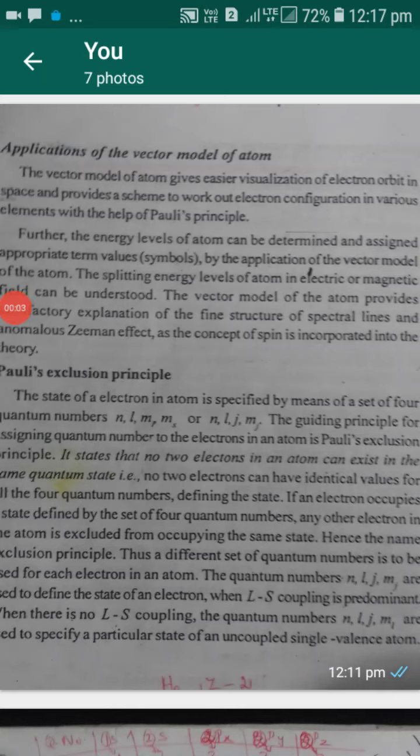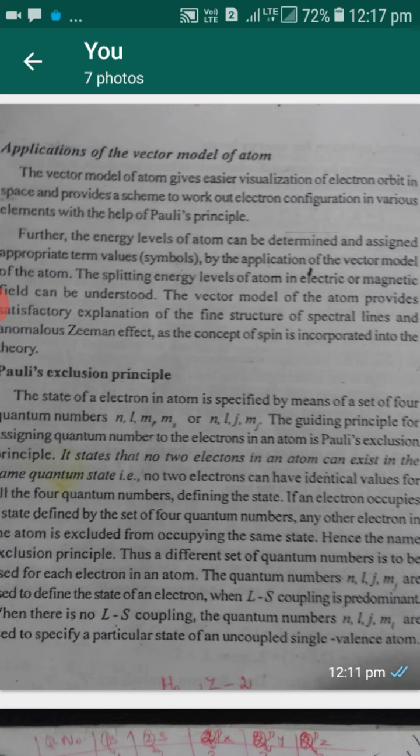Dear students, you have studied the quantum numbers in the last class. The quantum numbers are what? First, principal quantum number. It is represented by the symbol n. n equal to 1 means it occupies the K shell. n equal to 2 means the L shell. 3 means the M shell. Then 4 means the N shell.